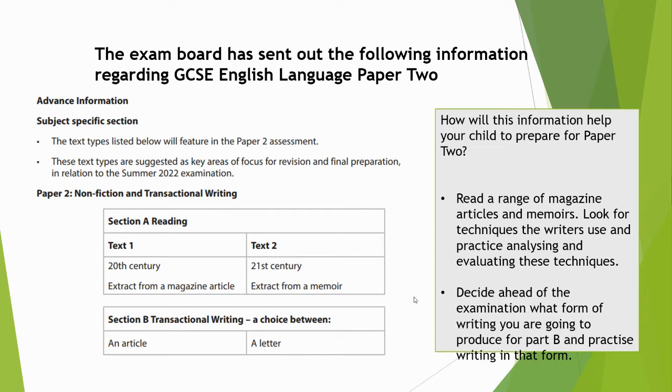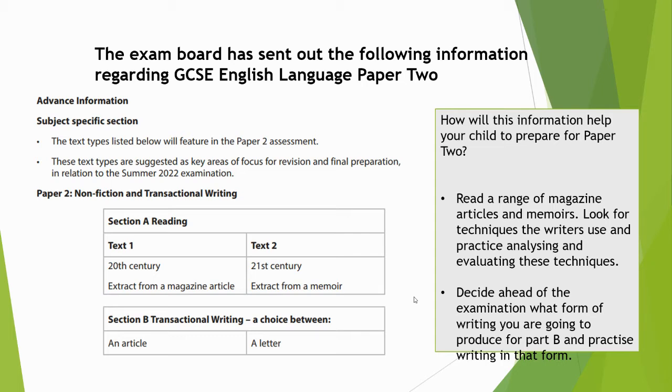Regarding the writing, I believe it would be a very good idea to decide ahead of the exam what form of writing you're going to actually produce for Part B, and practice writing in that form. So you might think, well, I think I can write really well in a magazine article style. And so practice writing articles. Think about some of the features of the forms of articles. Or if you would prefer to write a letter, then make sure that you know all the things that go into a good letter and practice writing letters.